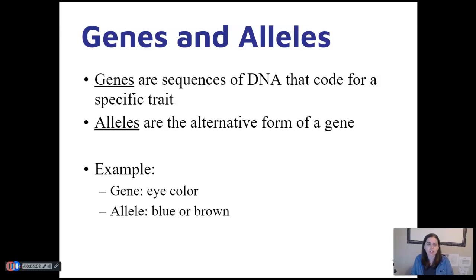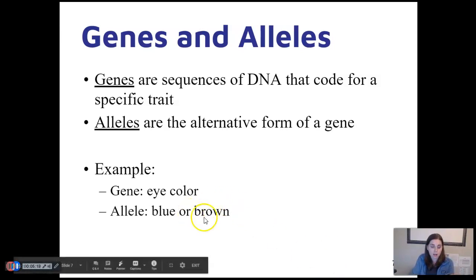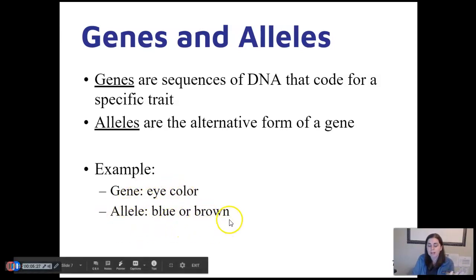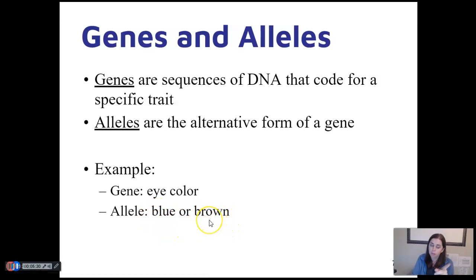Genes and alleles. Genes are sequences of DNA that code for a specific trait. Alleles are the alternative form of a gene. So you might have a gene for, let's say, yellow seed color, but you could have two alleles. You could have a yellow and a green allele. So you would have the same trait being seed color, but you would have the two different alleles. Also, another example would be eye color, and maybe you have brown eyes, but maybe you have an allele for blue and an allele for brown. And we'll talk about why they're brown instead of blue in a minute.